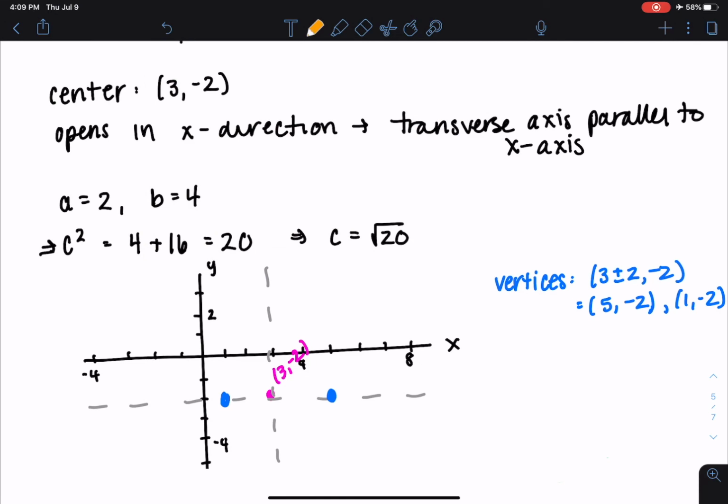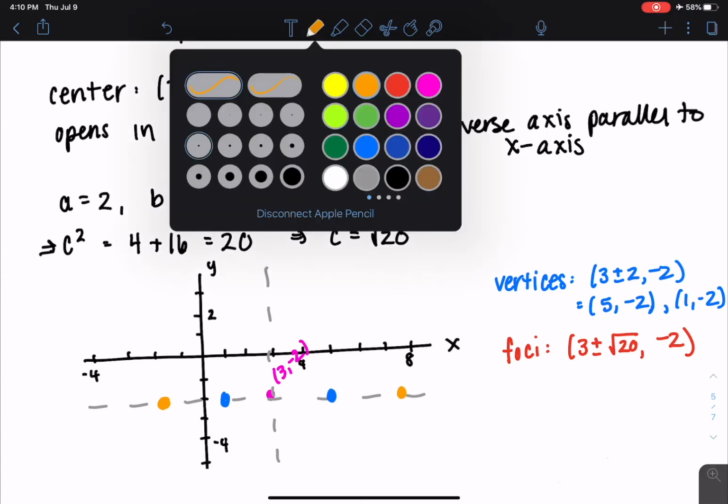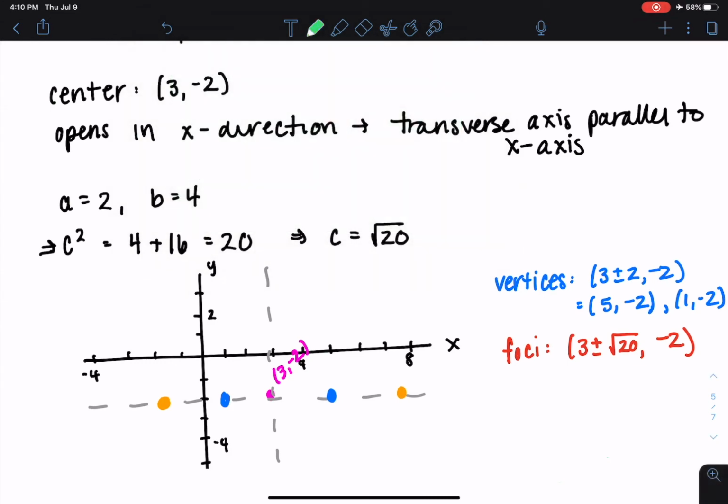To find your foci, you move left and right this distance of c, and that's about like 4.5. So that's 1, 2, 3, 4, and a little bit more, so it'll be around here. And then we go 1, 2, 3, 4, and a little bit more right around here. So here is my point. Okay. So our foci are going to be at 3 plus or minus root 20. The y-coordinate stays untouched.